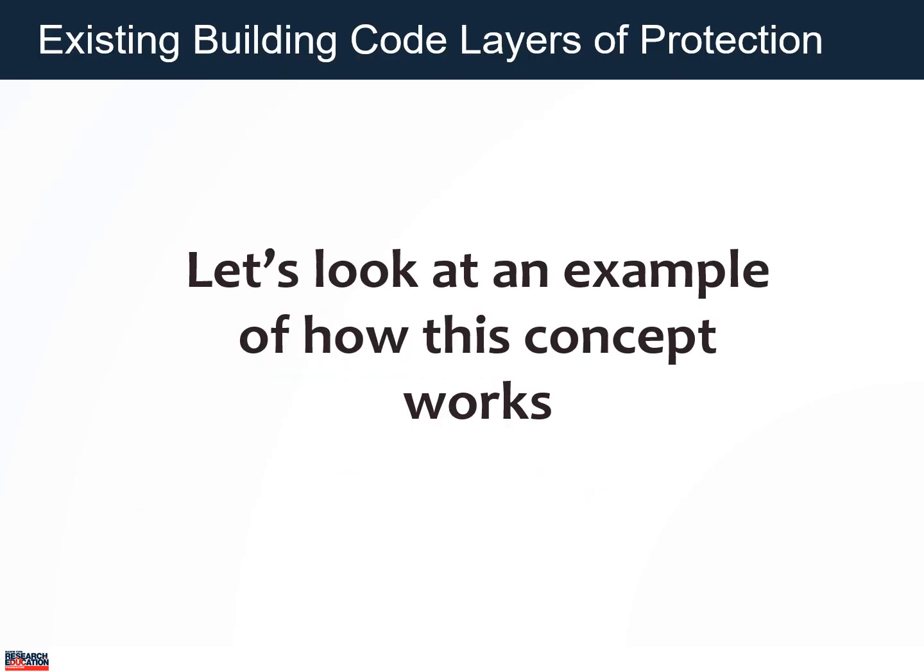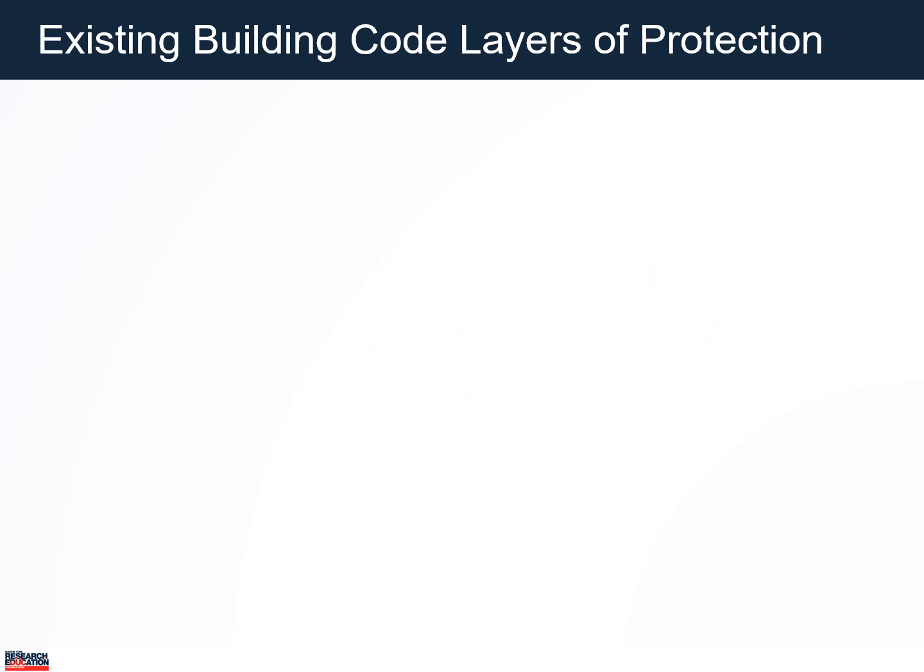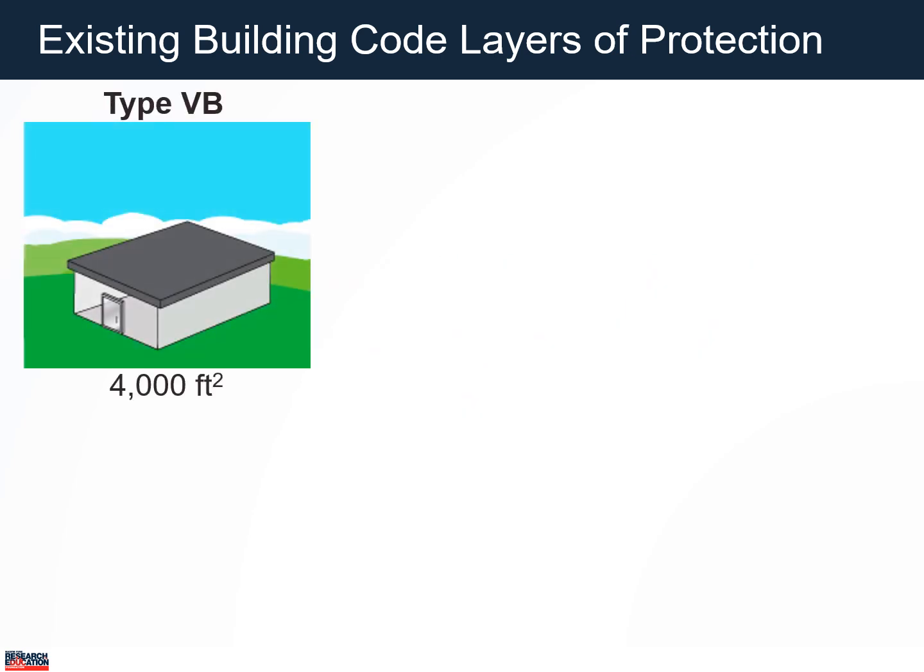To illustrate how this concept works, let's examine the layers of protection of an office building required by the International Existing Building Code. We begin with a 4,000 square foot office building and apply Type 5B construction to it. Type 5B is the least restrictive building type. If you can build it and make it stand up, you can use it. Since this building is 4,000 square feet, the building is allowed an occupant load of 40. An occupant load of 40 requires one exit.